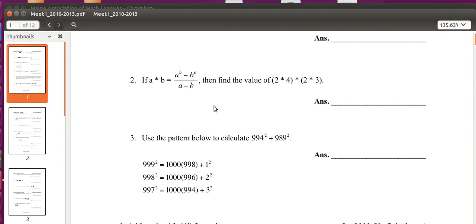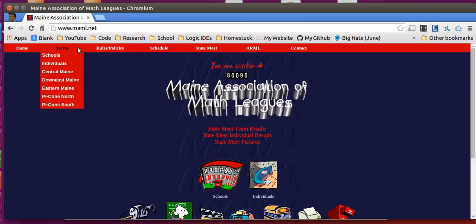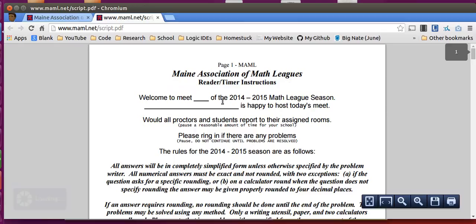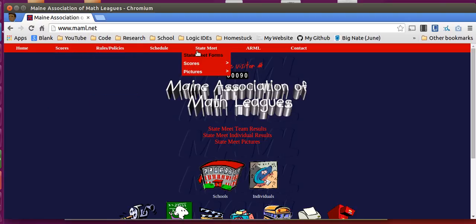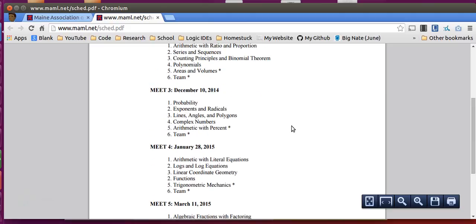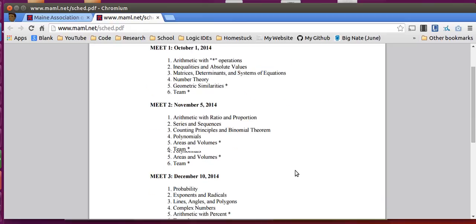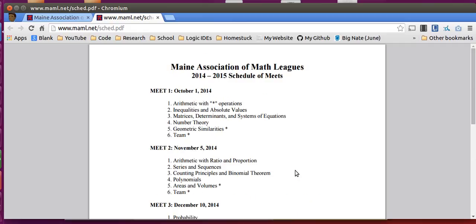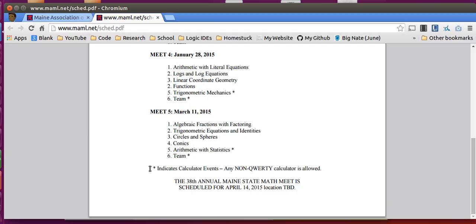Each individual round has a topic, and actually, I think they have the topics on the website. Okay, so yeah, these are all of the topics. You have the first topic, the second topic, the third topic, the fourth topic, the fifth topic, and then the team topic. The team round is 9 problems, each individual round is 3 problems, and the fifth and sixth round always allow calculators. The others don't.